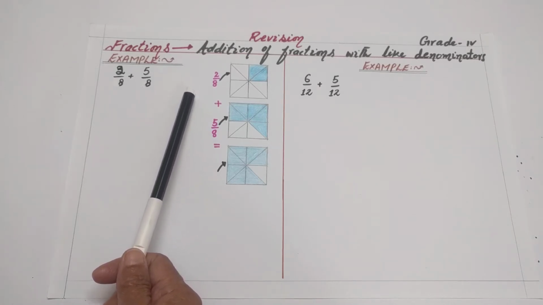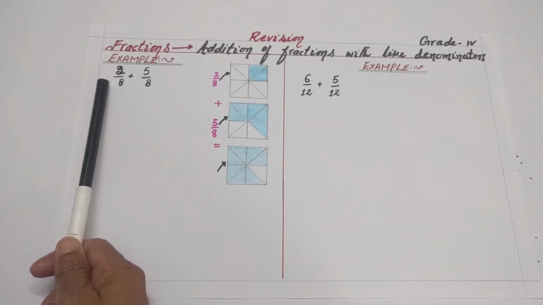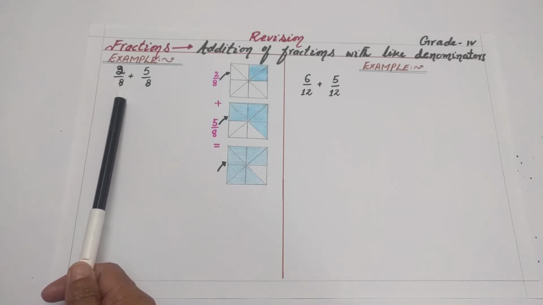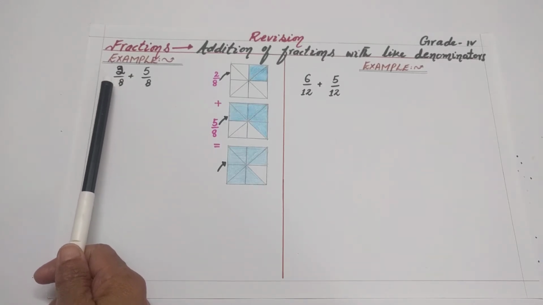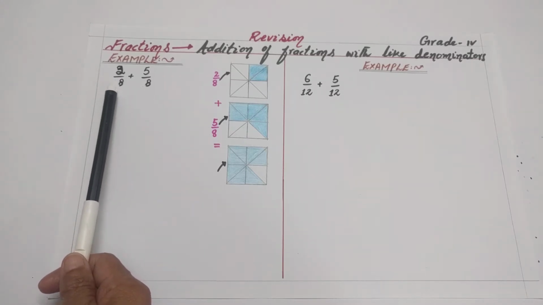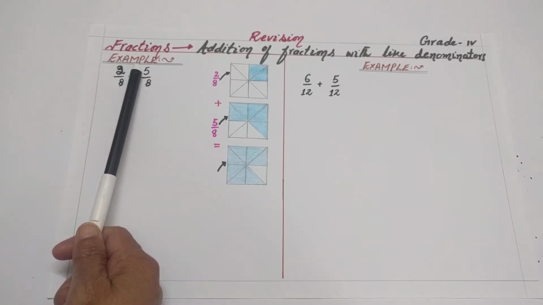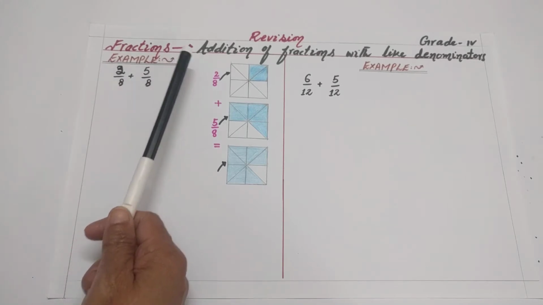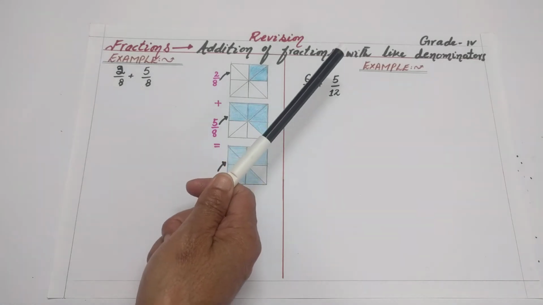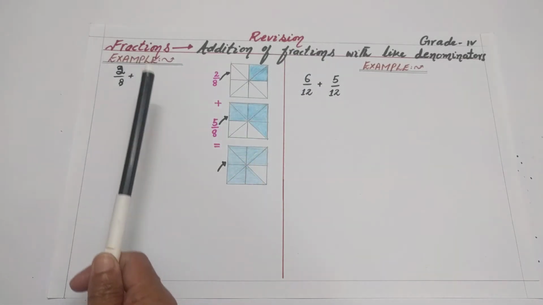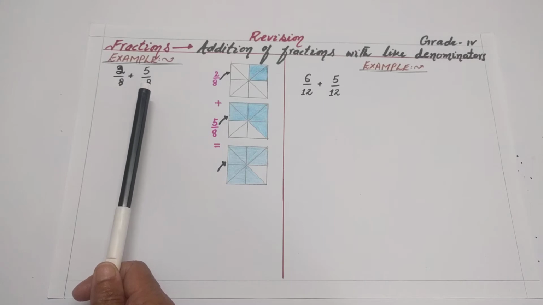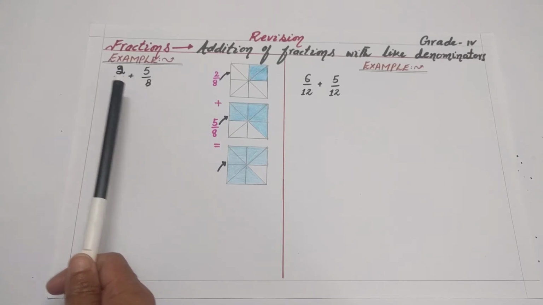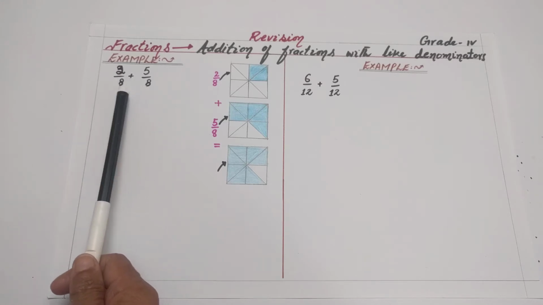Okay, so let's start with example number 1. We have two fractions, 2 by 8 plus 5 by 8. 2 by 8 is the first fraction, and 2 is the numerator, 8 is the denominator. In the second fraction, 5 is the numerator, 8 is the denominator. As our topic is addition of fraction with like denominators, like denominators mean same denominators. As you can see in this example, we have the same denominator, that is 8.